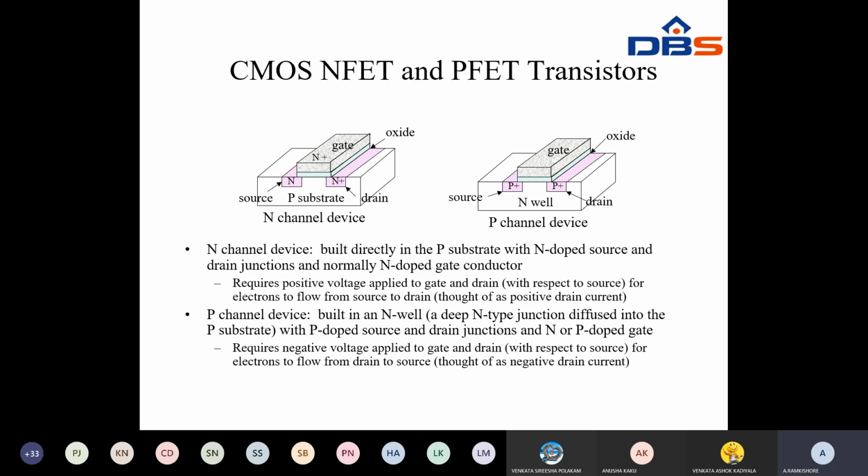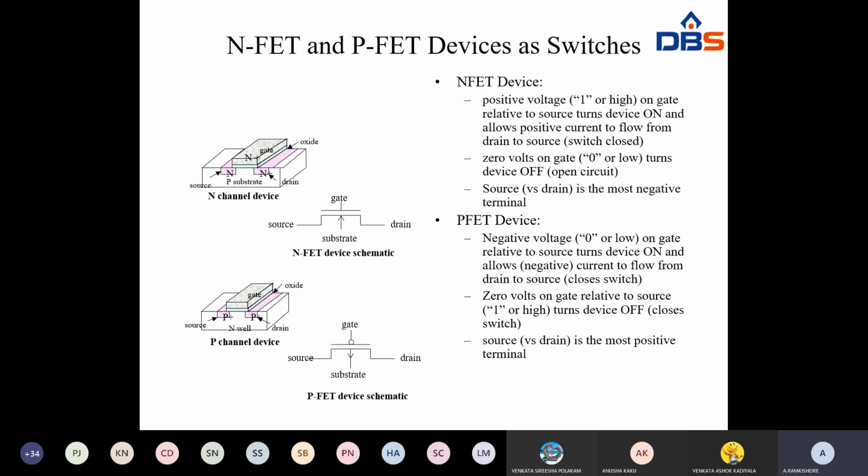So in a CMOS MOSFET, we are shown the MOSFETs, so we are having the source, the drain and the gate terminals. So already we know the symbol of MOSFET. So this is the symbol of NFET device and PFET device.